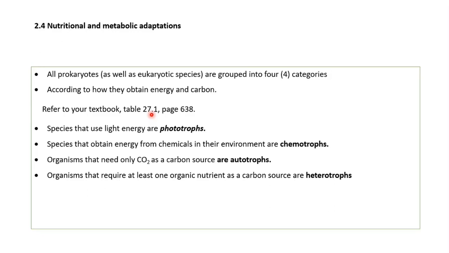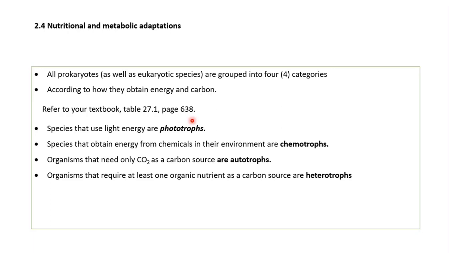Another section we're going to go to is about the nutritional and metabolic adaptations. All prokaryotes, as well as eukaryotic species, are grouped into four categories according to how they obtain their energy and how they obtain their carbon. This is also found in the textbook, in the table at the page number right there, where you can find the details with proper examples of this.